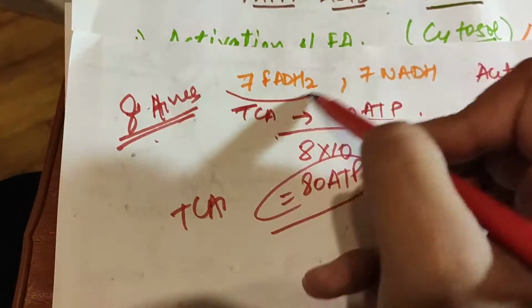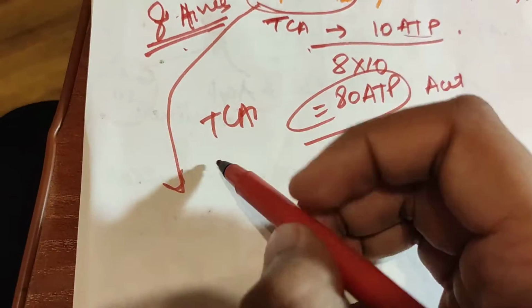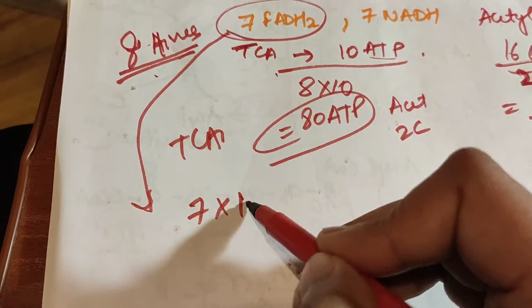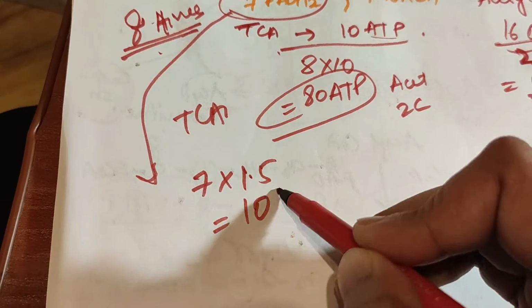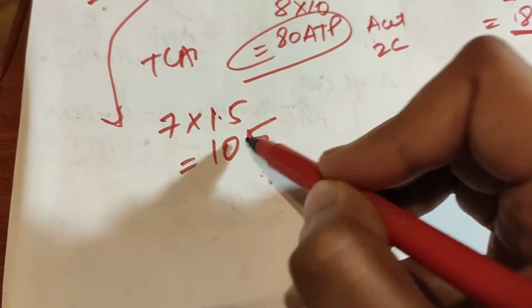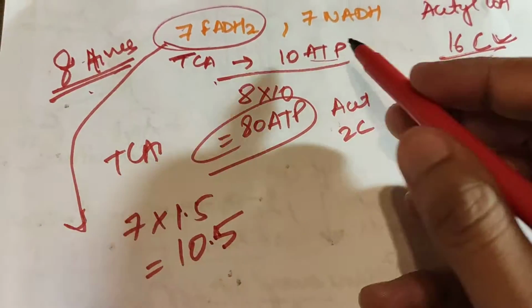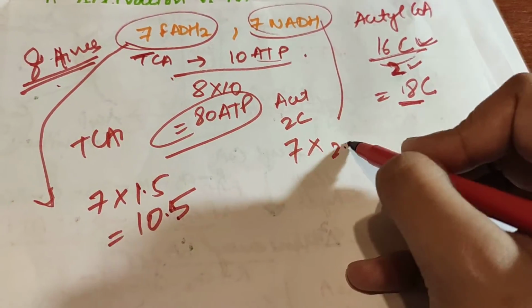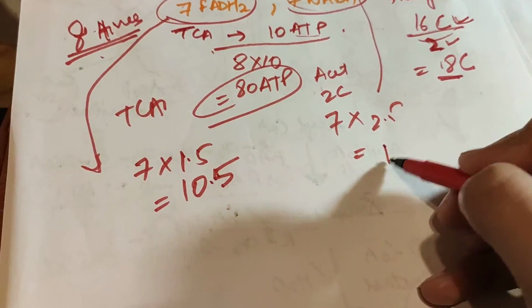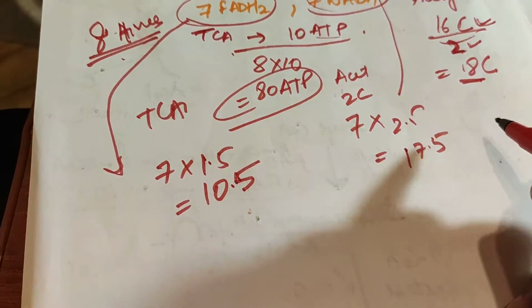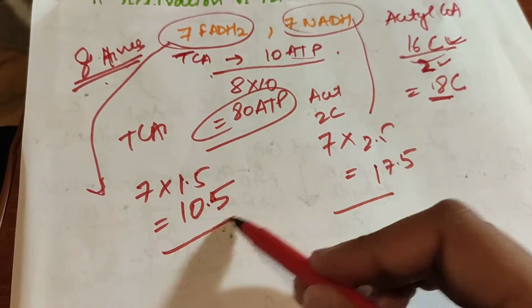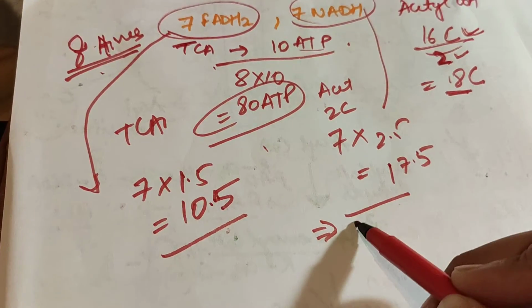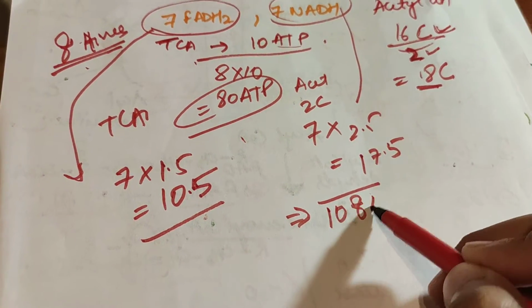Now these 7 FADH2: we have been using 1.5, so it is 10.5. And these 7 NADH, 7 into 2.5, will form 17.5. If we add 17.5, 10.5 and 80, we will get 108 ATP.